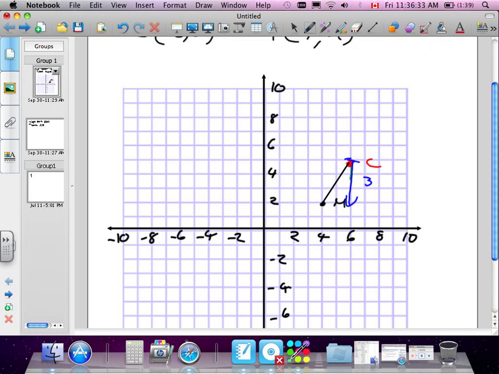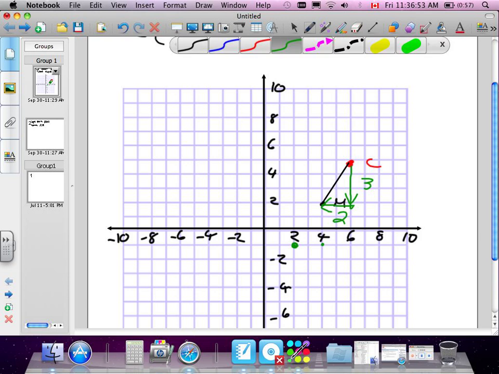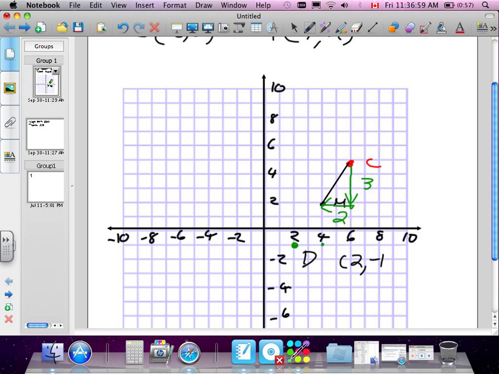We'll do this in green. So we've gone down 3, and we've gone to the left 2. If that's the midpoint, all I need to do is repeat that pattern again. So I go down 1, 2, 3, and to the left 1, 2, and I've discovered endpoint D. D is at point x2, y2: 2, -1.